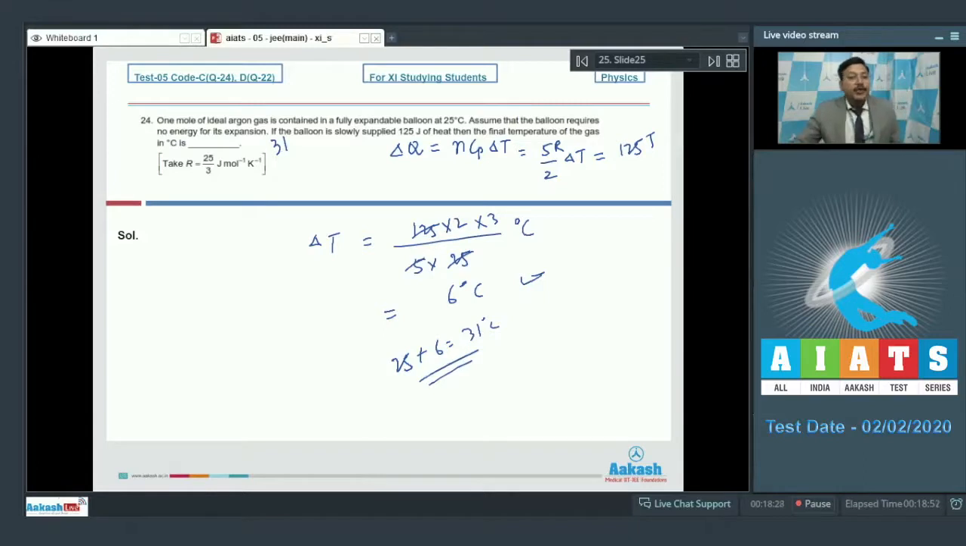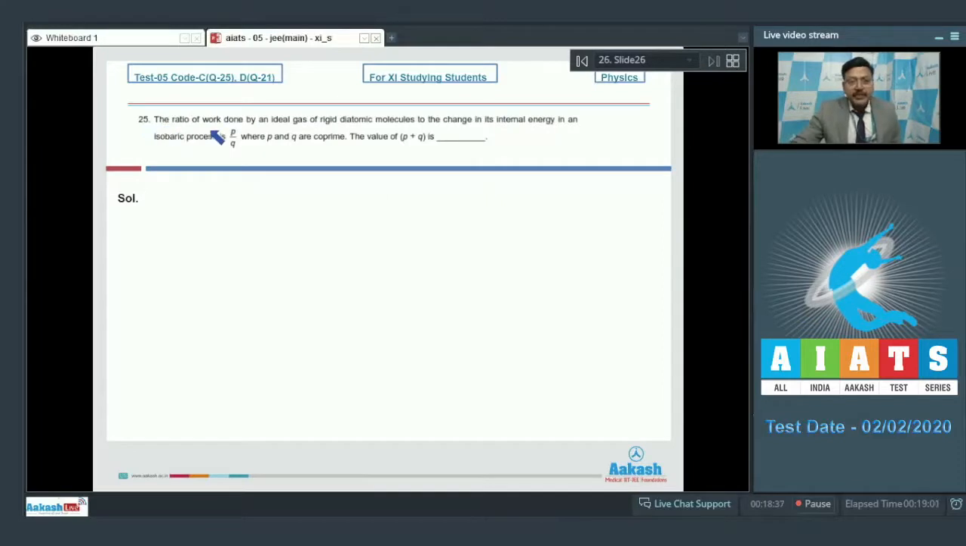Let's go to the last question of this test now. Question 25 says the ratio of work done by an ideal gas of rigid diatomic molecules to the change in its internal energy in an isobaric process is P by Q, where P and Q are co-prime. The value of P plus Q is. So it's given the ratio of work done by the ideal gas to the change in its internal energy is P by Q, and the process is given as isobaric process.